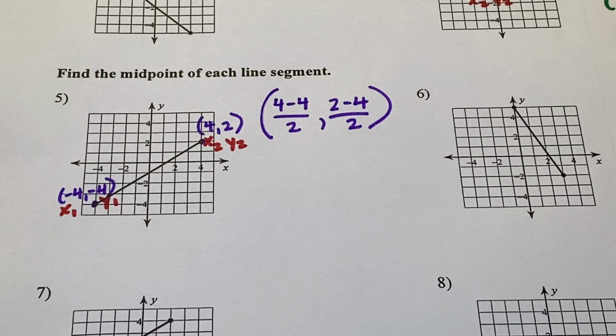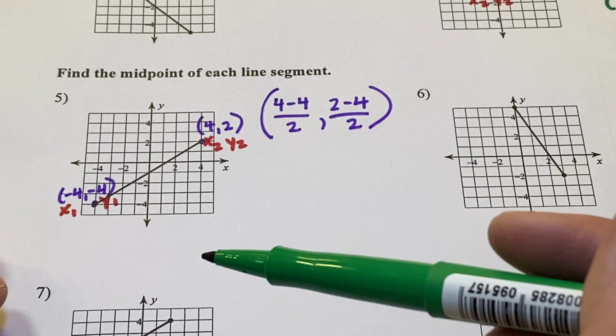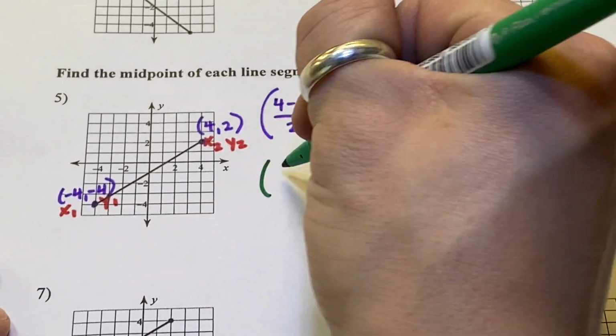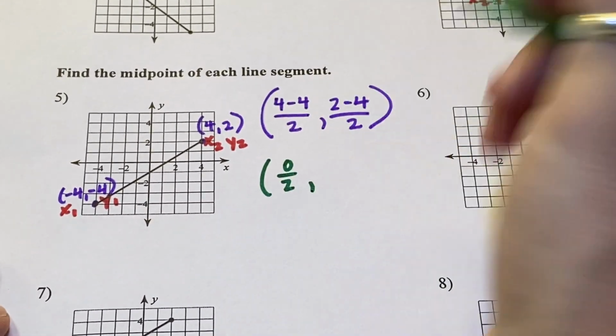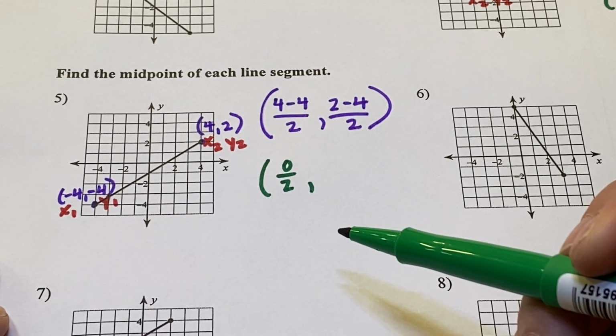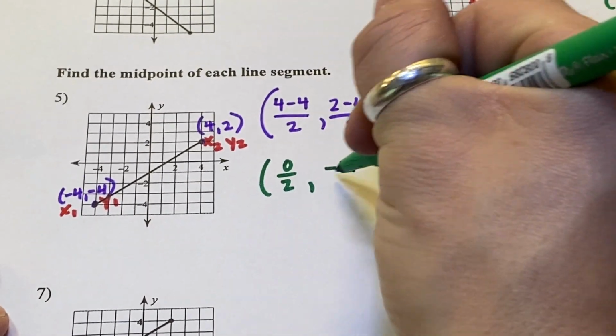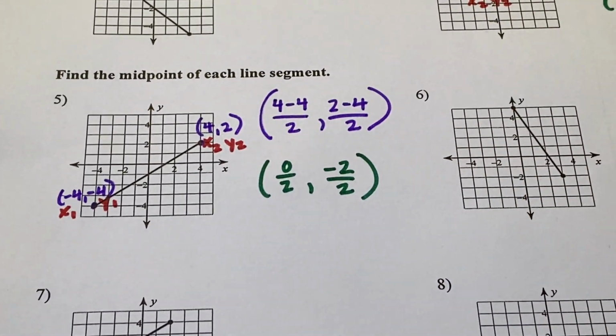Okay, basically you're just adding the two x's, dividing by 2, adding the two y's, dividing by 2. Boom, new coordinate point. So let's take that step by step. What is 4 minus 4, that numerator, going to give me? 0. So we have 0 divided by 2. What's 2 minus 4 going to give me? -2. -2 divided by 2. Okay, we can simplify this down to get our final midpoint.